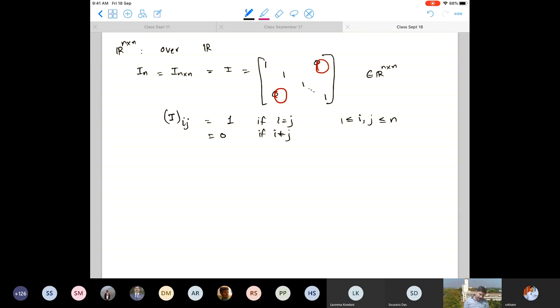And now I define matrix vector multiplication. I will define matrix vector multiplication. And how do I define it? I define it in a very simple way.